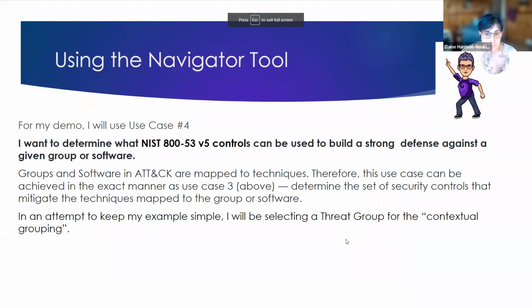For my demo, I'm going to use use case 4, which is also found within the README. And that states, I want to determine what NIST 800-53 V5 controls can be used to build a strong defense against a given group or software.